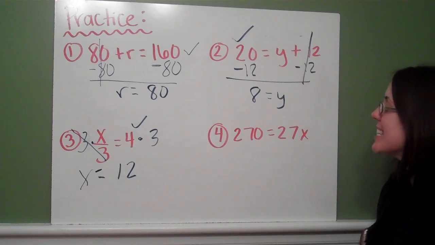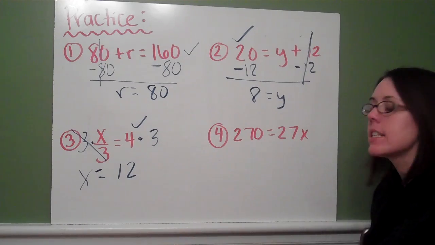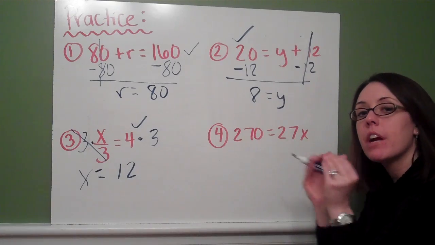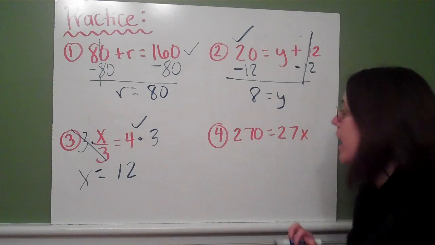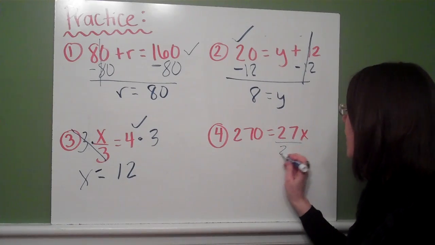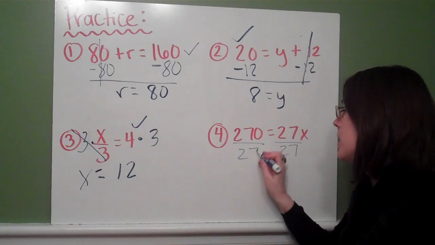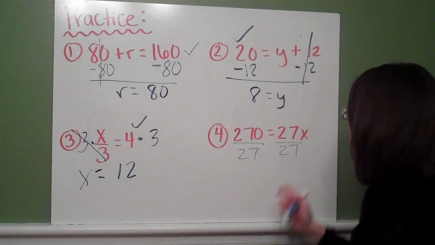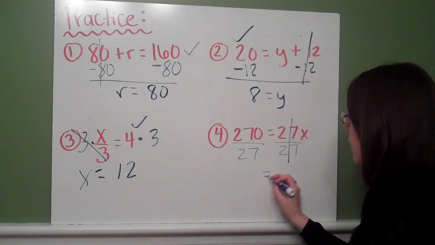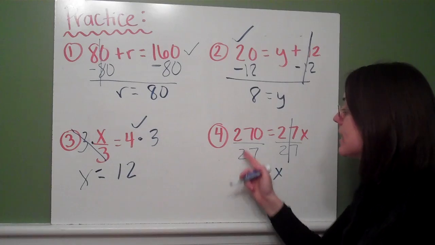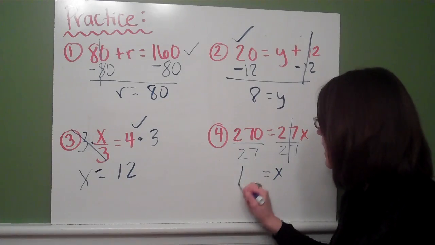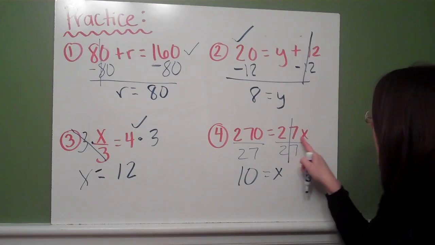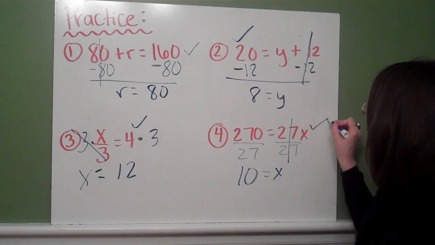Number 4, 270 equals 27x. Here the operation implied is multiplication. Remember, when a number and a variable are beside each other, multiplication is implied. To get rid of multiplication, I divide both sides by 27. The golden rule of algebra, you do it to one, you have to do it to the other. Your 27s cancel out. You're left with x equals 27 goes into 270 10 times. 10 equals x. Let's check ourselves. 27 times 10 is 270. We know we are correct.